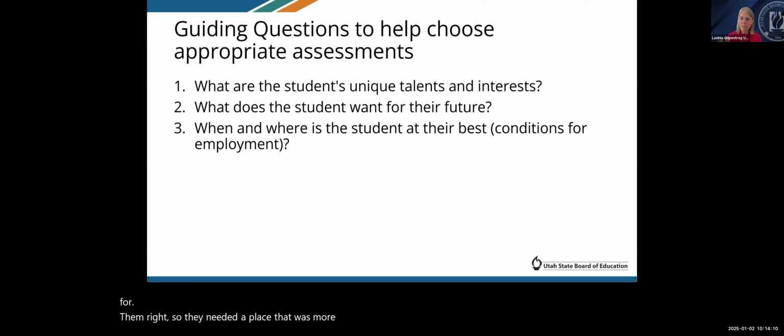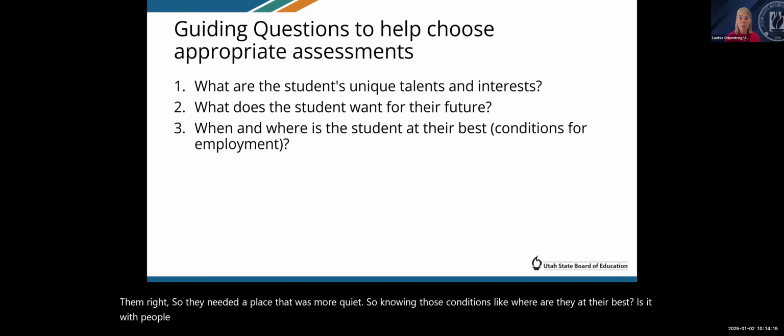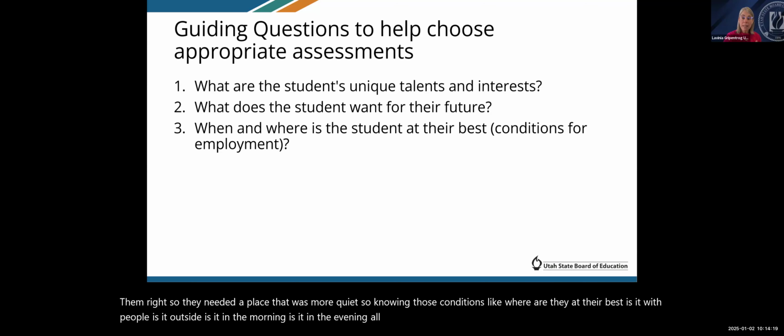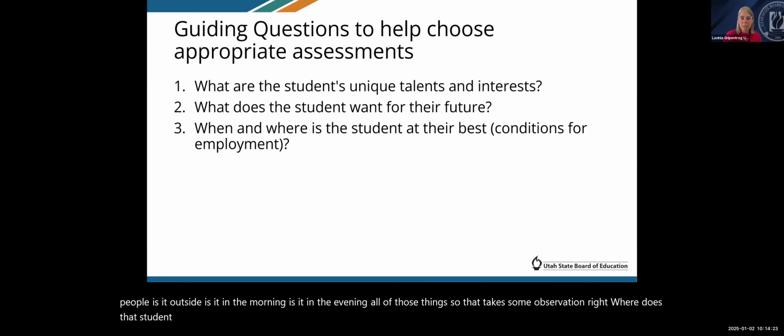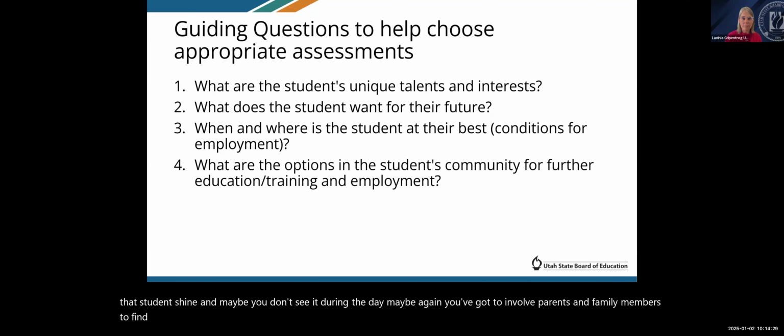So knowing those conditions, like where are they at their best? Is it with people? Is it outside? Is it in the morning? Is it in the evening? All of those things. That takes some observation, right? Where does that student shine? And maybe you don't see it during the day. Maybe again, you've got to involve parents and family members to find out where they shine, if it's outside of school.